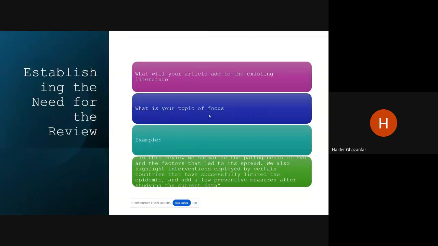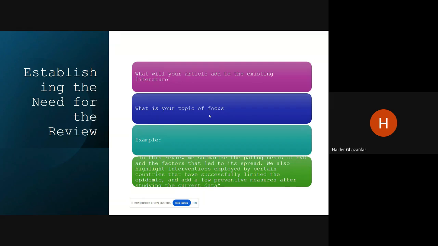So if you are able to answer these 2 questions effectively, then you will be able to write a really good review article. The first question is, what will your article add to the existing literature? That's number one. And what is your topic of focus? Always start with the main topic and then try to go as detailed as you can. The review article doesn't have to cover everything about that specific topic as long as you have a direct question. For example, if you are writing a review article on IBD medication, you don't have to mention all the IBD medications. You can just focus on that one medication you're trying to work on.